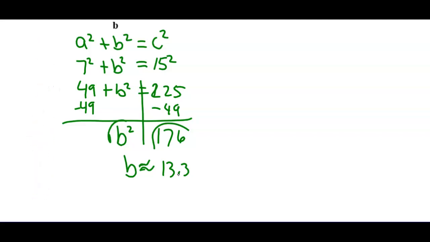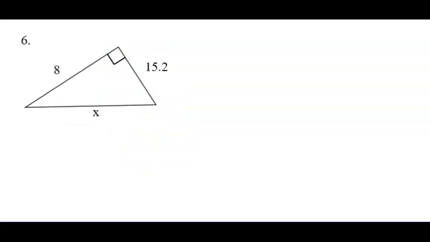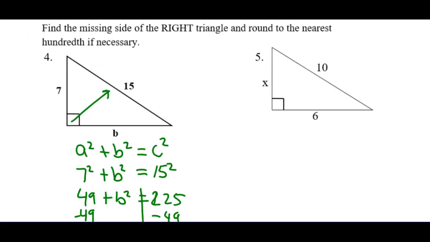I would like you to try number 5. Oh, where did 5 go? There it is. Whew. I knew there was a 5. I would like you to try number 5, and then we'll do 6 kind of together. So do this one for your notes. I want to see your a squared plus b squared equals c squared. Fill it in. Get me an answer. Okay? Pause the video. Do that. And then come back and look at number 6.